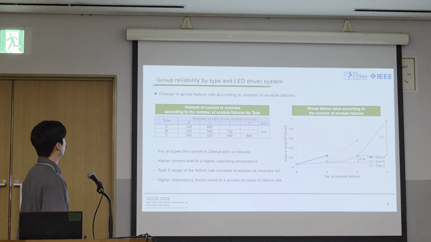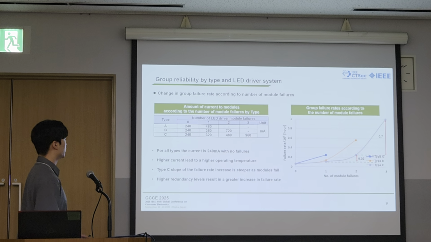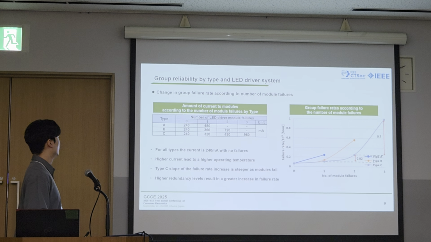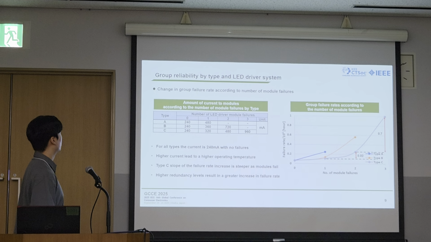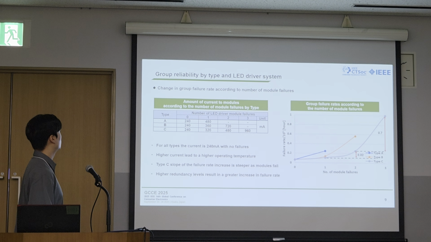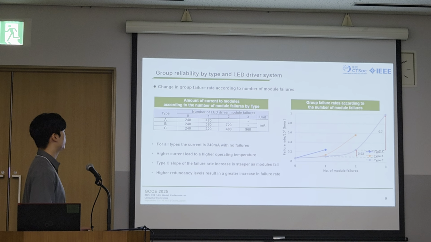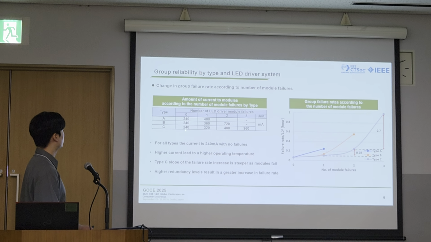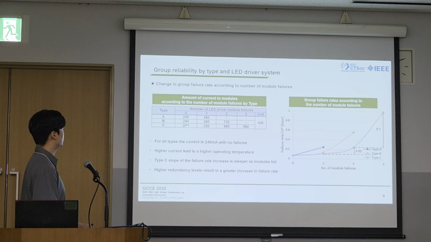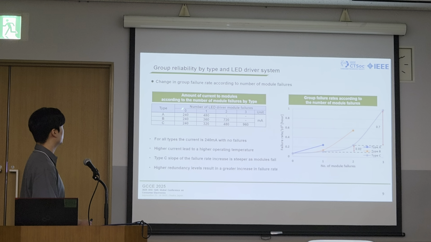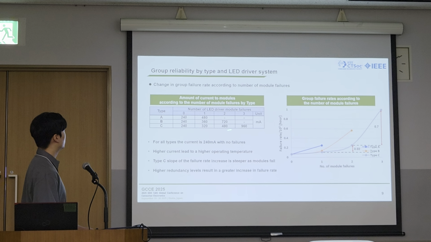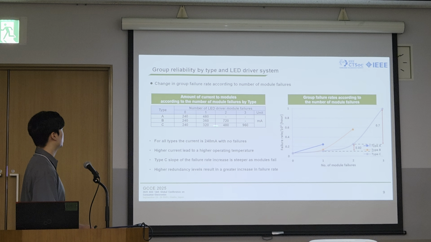This page shows the change in group failure rate according to the number of module failures. The table on the left shows the amount of current to a module according to the number of module failures by type. For all types, the current is 240 milliamperes with no failure. However, the current increases according to the number of module failures.